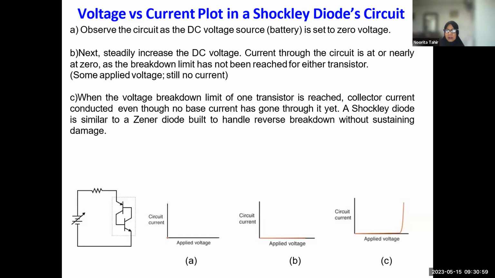This sort of treatment is suitable for the PNP junction comprising this Shockley diode, which is designed similar to a Zener diode. Do you remember the Zener diode? It can withstand reverse breakdown. It is not the normal diode. This is the Zener diode, because it is built to handle reverse breakdown without sustaining damage. Here we assume that the lower transistor breaks down first.